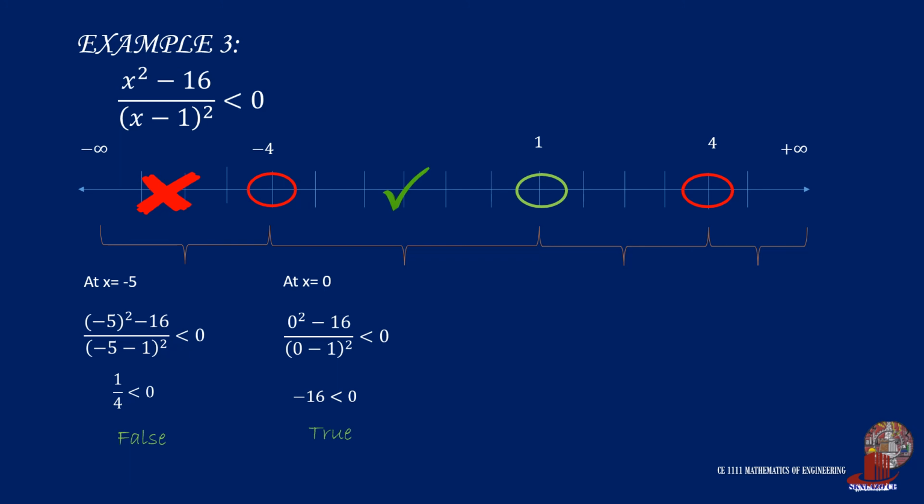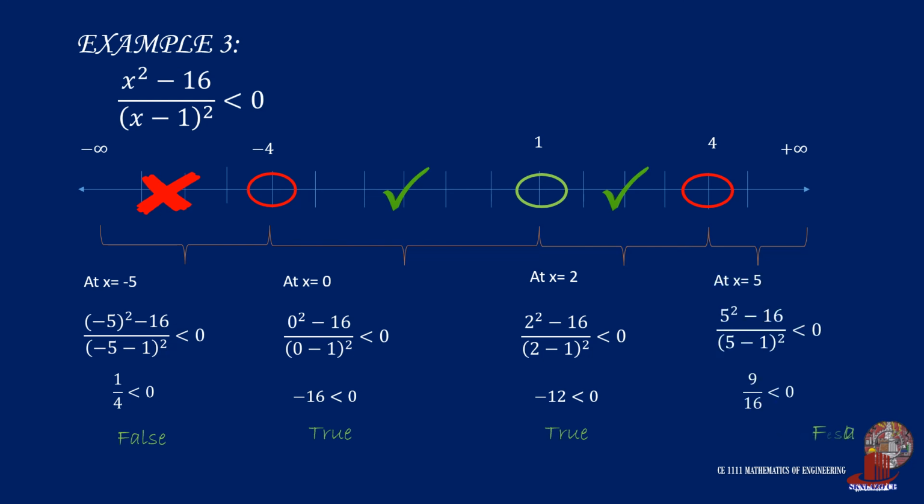From the third range, we can take +2 as it lies between 1 and 4. Use +2 in the inequality to have -12 is less than 0. This is again a true inequality statement. The last range is between +4 and +infinity, so we take +5. Using this as x in the inequality, we have 9/16 is less than 0, which is false.